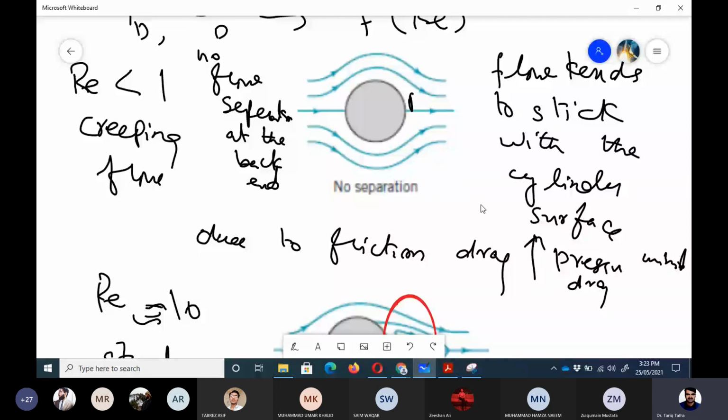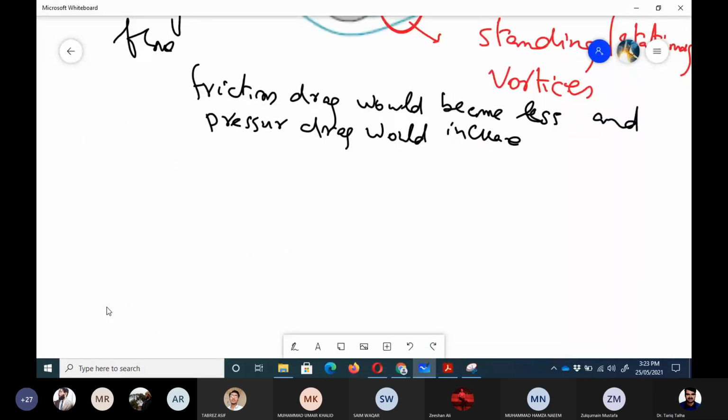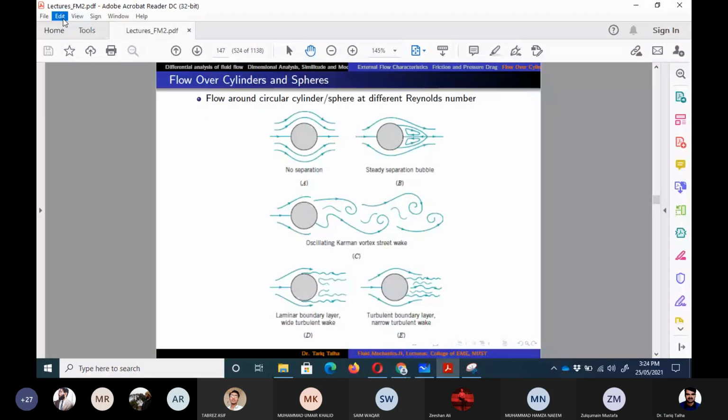Now if we move on to the next case, when the Reynolds number is around 50. Now this is the third case. Let me copy it and then I will explain it.